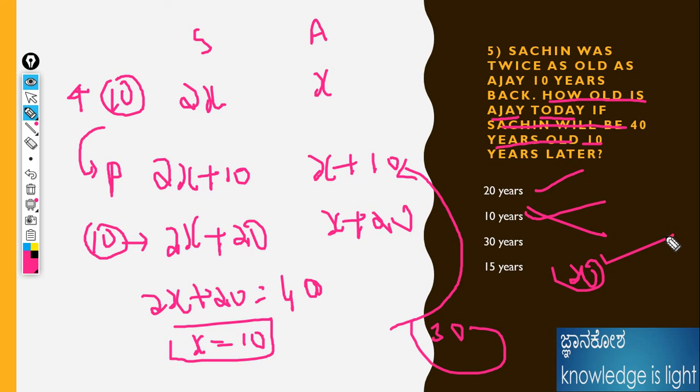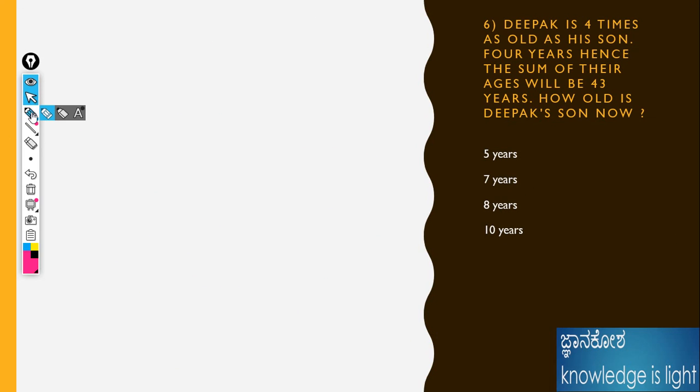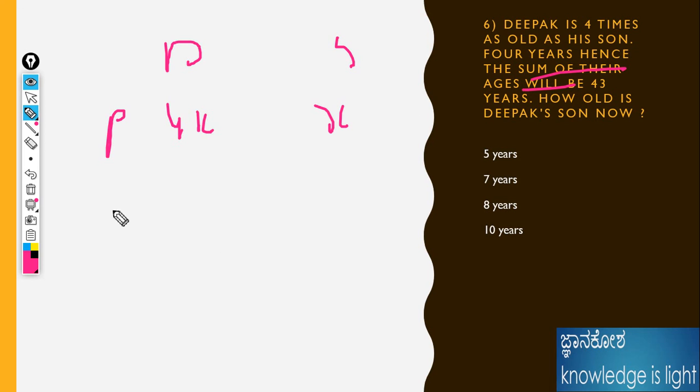Let's move on to the next question. Deepak is 4 times as old as his son, and 4 years since, the sum of the ages will be 43. The same question, but the name is changed. I make Deepak the father, as well as Sachin. The present ages are 4x and x. And the sum of the ages, 4 years since, they were asking about the future. The same question repeated.